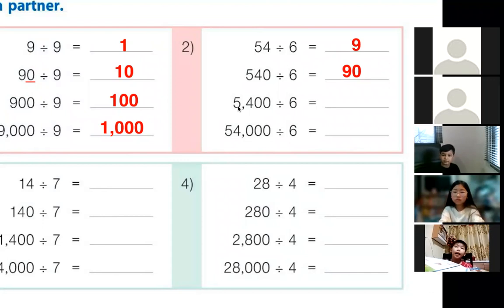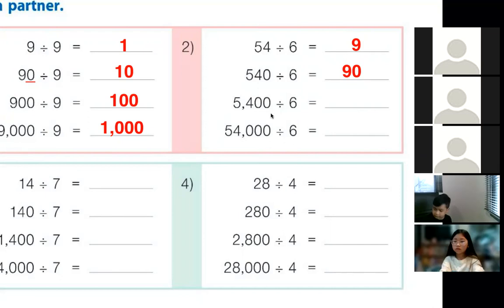No, 5,000. 5,100. No, that one is not 500, Andaman. What is this number? 5,400. Good. Divided by 6 is 900. 900. Very good. Yes, because we have 2 zeros here.